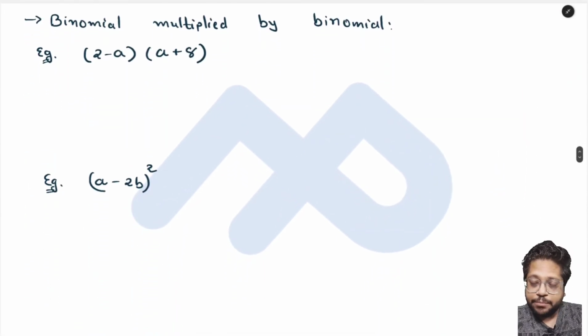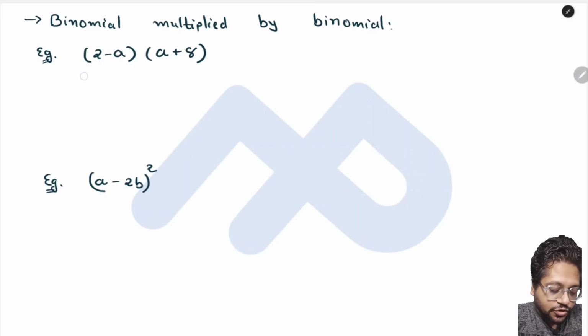Now let's see how you can multiply a binomial by another binomial. You already know what a binomial is. A binomial is an algebraic expression with two terms. So you see this 2 minus a, I want to multiply it with a plus 8. It's kind of similar to the monomial multiplied with a binomial. So what I'll do, I'll divide this first binomial into two different monomials and I'll multiply each monomial with the other binomial. It sounds a little bit weird, but I'll show you.